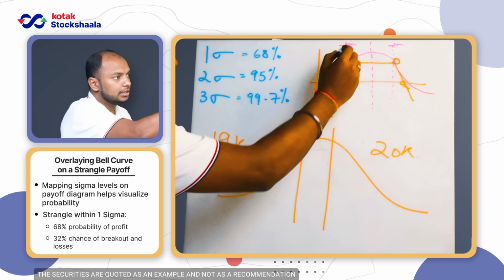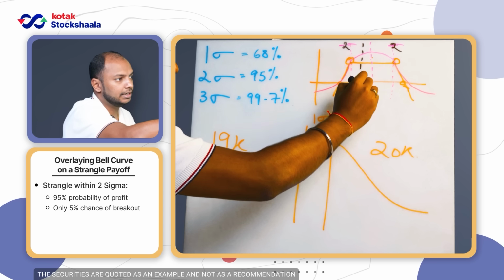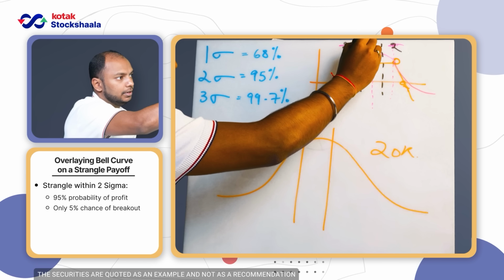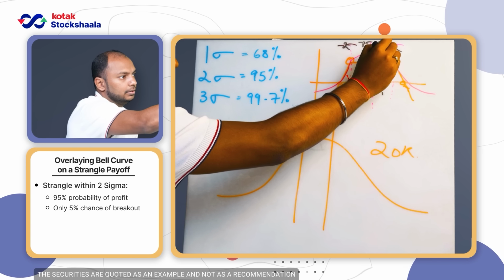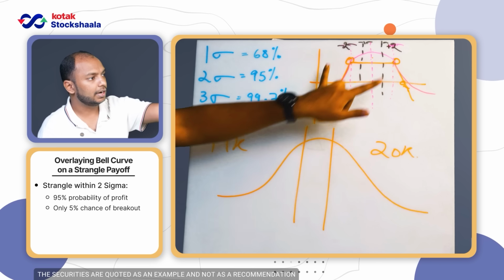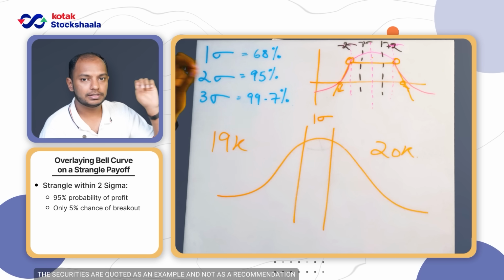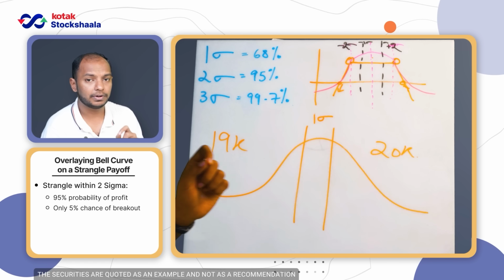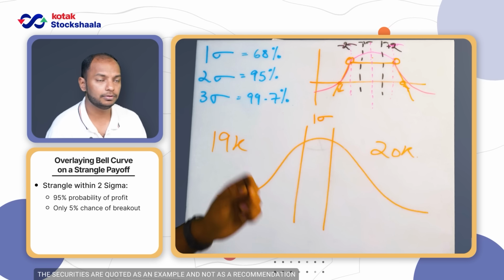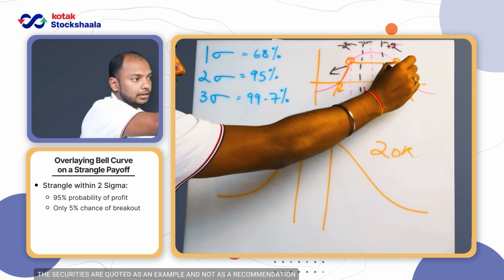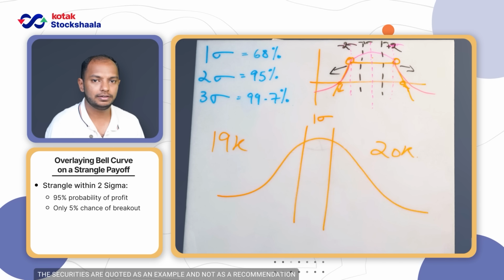But at the same time, let's say 1 sigma was inside here. Okay, this is 1 sigma, minus 1 sigma, plus 1 sigma, and we have the minus 2 sigma and the plus 2 sigma. If the strangle was inside the 2 sigma range, it means there's a 95% probability that you're going to be in profitability, whereas there's only the remaining 5% chance that the market might break out of this specific strangle range. So isn't that really insightful, so that you can take your trades based on standard deviation?